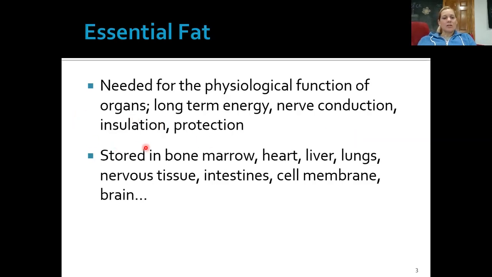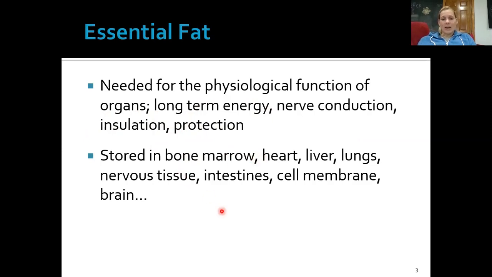Also insulation. So again, we need some fat under our skin surface to provide us with some insulation. And then also protection of vital organs. Again, think about if I didn't have any fat within my thoracic cavity, those organs would be bouncing around and causing friction against each other. So fat can provide some protection for us as well.